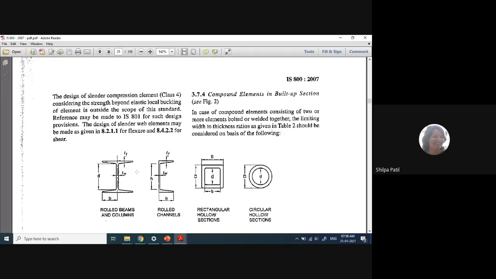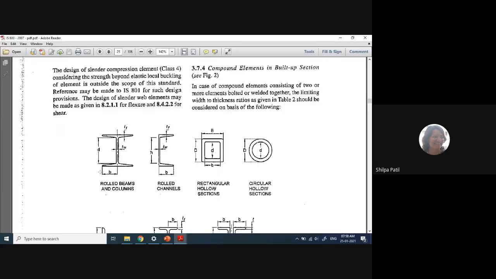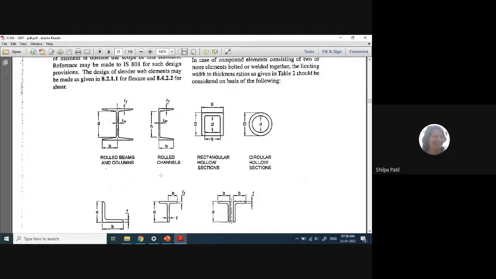The width of that outstanding element is denoted by B here. So it is half of the total width of the I section. So this part or this part is nothing but the outstanding element of the I section. Coming to the channel section, if you consider the different sections available in the market, there are only three sections which have a flange. First is the I section, second is the channel section, and third is the T section. Out of these three, whichever section you are using, depending upon that, you have to consider the outstanding element of the flange.